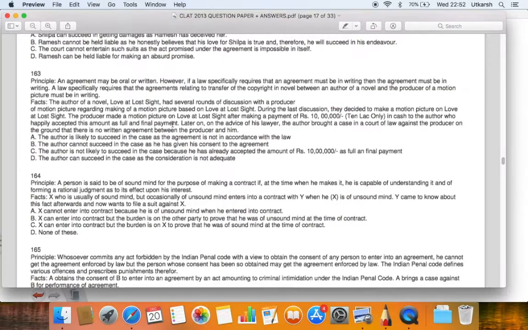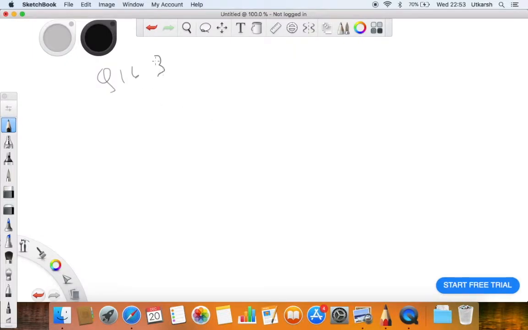163. So in this question, an agreement may be written or oral. However, if the law specifically requires that an agreement must be in writing, then the agreement must be in writing. If a law specifically requires that the agreements related to transfer of copyright in a novel between an author of a novel and the producer of a motion picture must be in writing. All right. So, question 163.